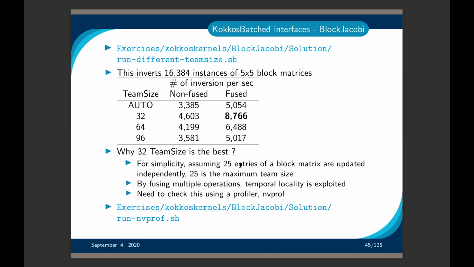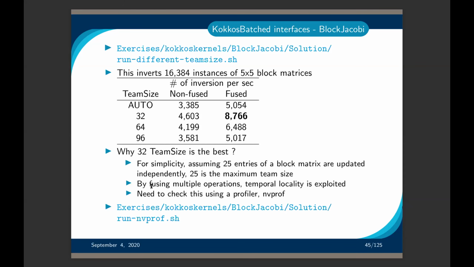And then why? If we just simply assume all 25 entries of the block are updated independently, 25 threads is the maximum thread we want to use. And if we put 96 threads, pretty much about 70 threads are going to be idle. So it makes sense. Using 32 is probably best. And also, if we compare these two numbers, non-fused and fused, when we fuse the operation, we use the temporal locality, so we get the better performance.